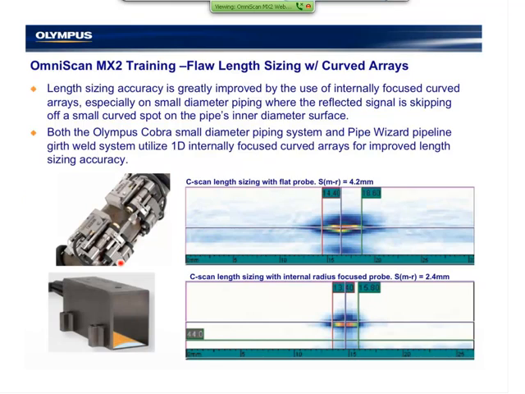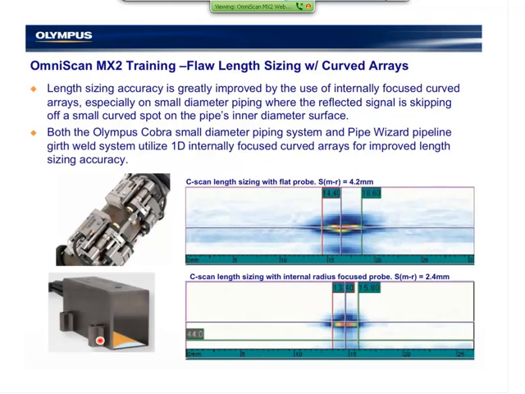In some of the applications using advanced probes optimized for length sizing, these would have an internal curved radius that allows us on the C-scan and the B-scan to more finely define the length of the flaw. As we can see here, without the use of curved arrays, my ability to place the cursor at the direct end of the flaw is compromised somewhat. When we internally curve the radius, it gives us improved length sizing.